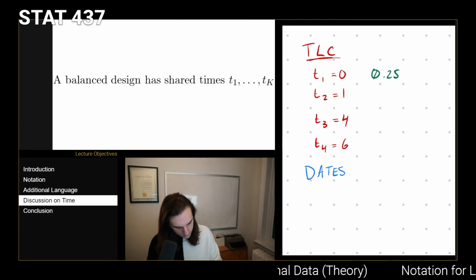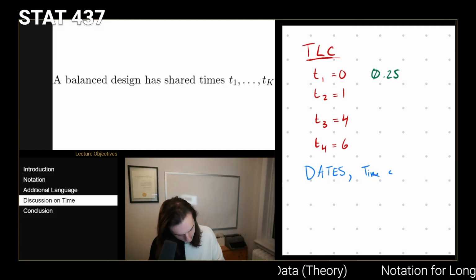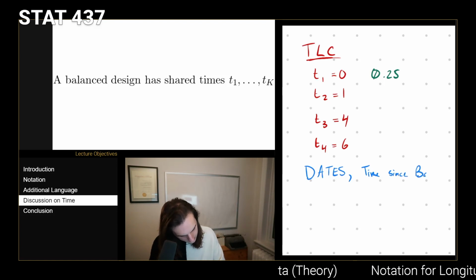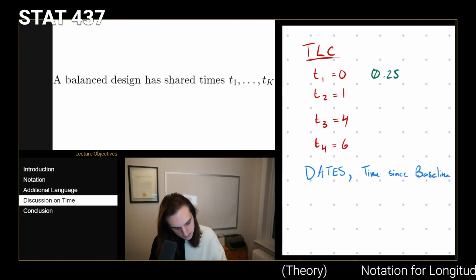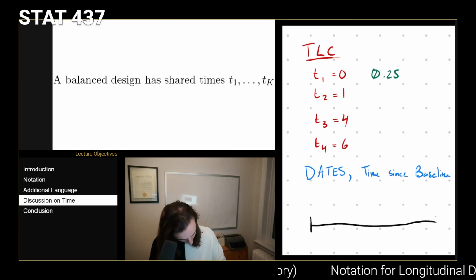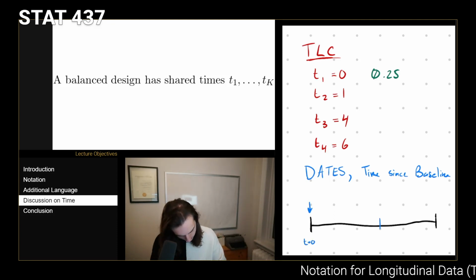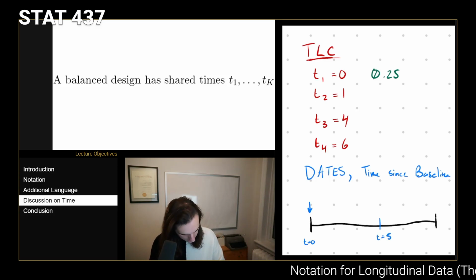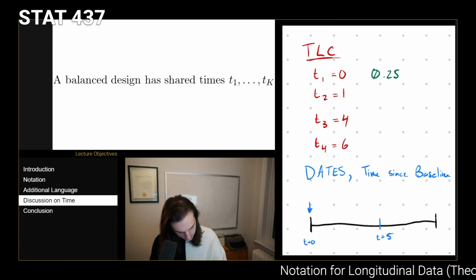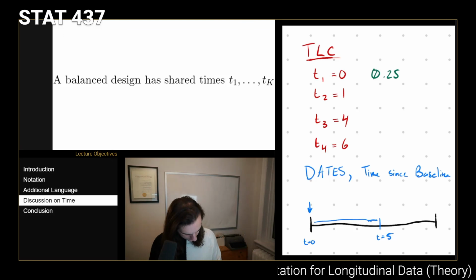We could also think about changes in time, or time since a baseline, right? And what I mean by this is that we might have a study where people enroll in the study at different periods in time, right? So if you're thinking about this as some timeline here, maybe we have the first individual who enrolls at time equals 0, and we follow them up till time equals 5, say, okay? And so they're in the study for a period of 5 time points, right?